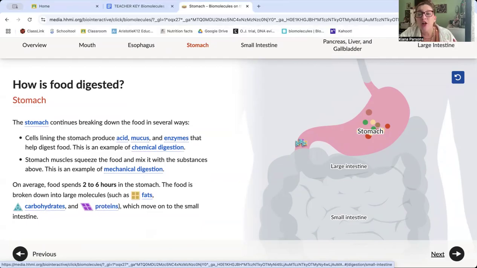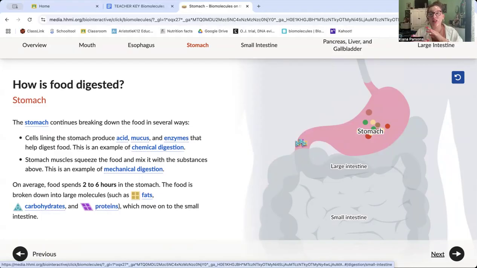So, the acid, the mucus that lines the stomach, and the enzymes that are produced both in the stomach and in the pancreas and liver help digest food chemically and break it down in the stomach, as well as the stomach muscles squeezing and churning the food to mix it with the substances above. This is an example of mechanical digestion. So the stomach churns the food, which helps that acidic environment and all those enzymes break those larger molecules down into their smaller constituent parts.